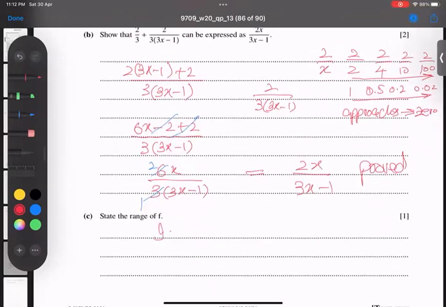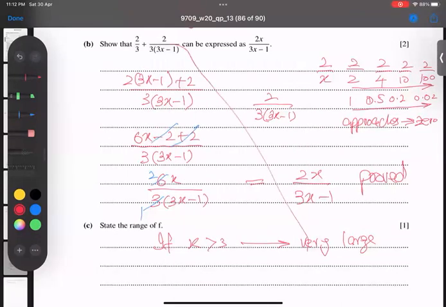It means if x becomes very large, bigger than 3, and goes to very large, what will happen? Naturally, if I plug in this very large value, the overall answer approaches 0. So it means the range becomes 2 by 3. So the range for y is going to be 2 by 3, and it means I can write the answer is bigger than 2 by 3. You ask why I wrote bigger, sir?